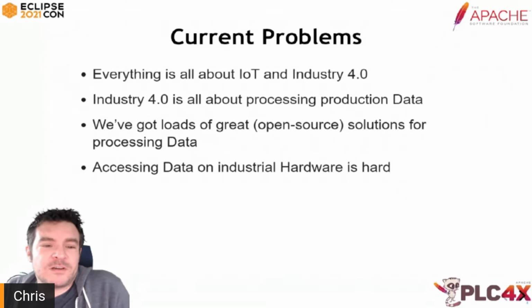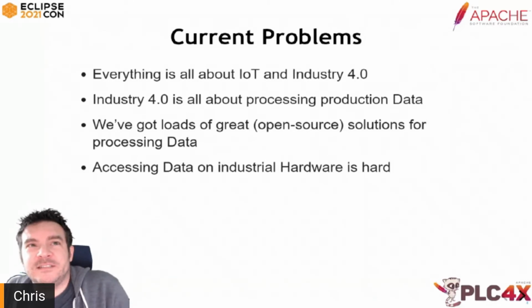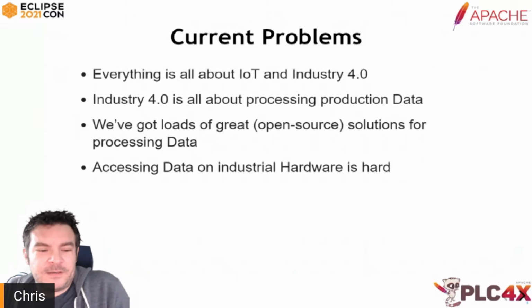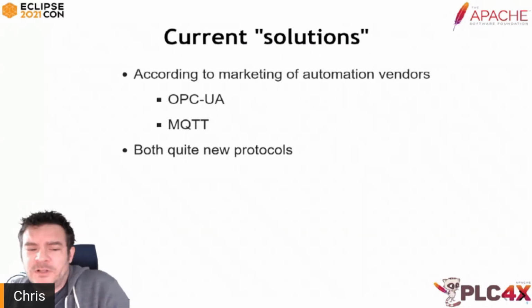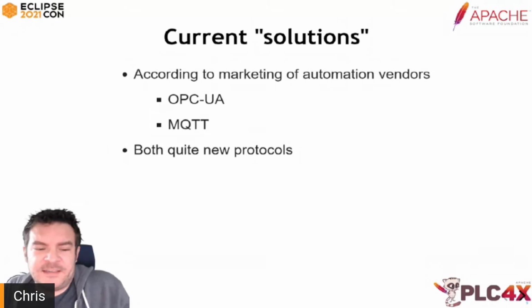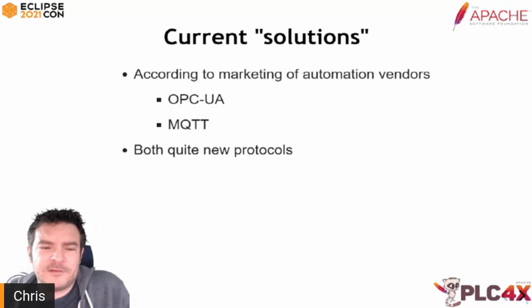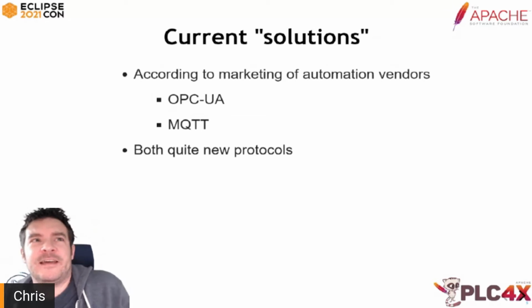So the current problem: everything's about IoT and Industry 4.0. But if you have a deeper look at it, it's all about processing production data. We've got loads of great open source solutions for processing this data as soon as we've got it. But actually accessing the data on industrial hardware is quite hard. The current solution, I put it in double quotes because it's sold as a solution, but I'm going to explain why I don't think it's a perfect solution right now.